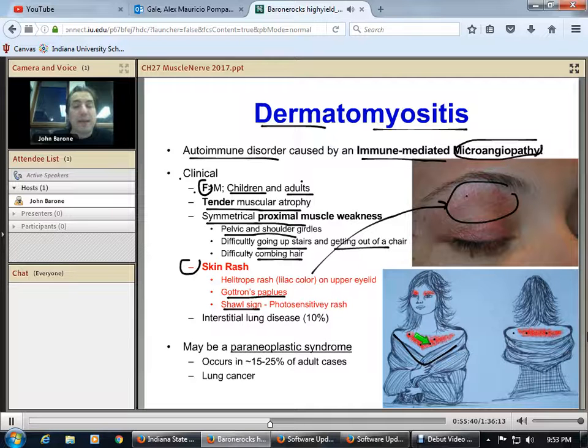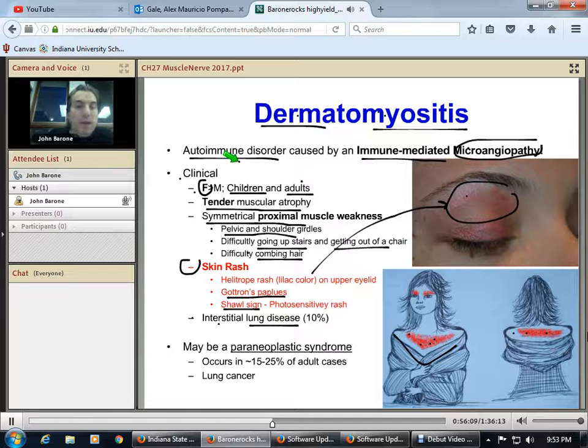So again, where do you get the rash? Eyelids, heliotrope, very classic, puffy eyelids. You can get it in the shawl area, and over your knuckles, Gottron's papules. Now, very important. It usually affects the skin and muscles, but notice you can also get lung disease too, interstitial fibrosis, and that can lead to shortness of breath. This usually occurs when you have anti-Jo1 antibodies, which we'll see on the next page.